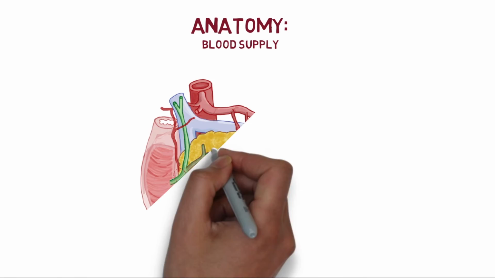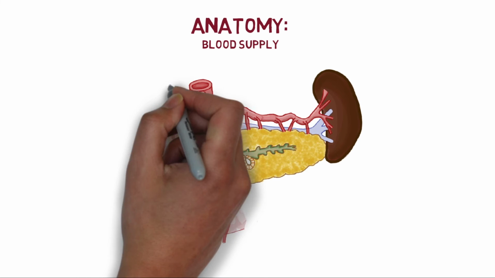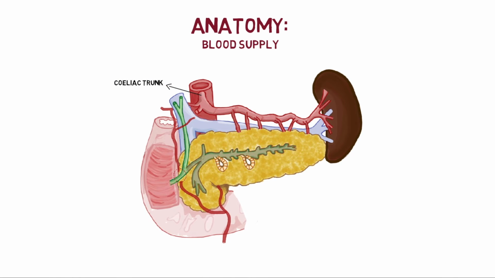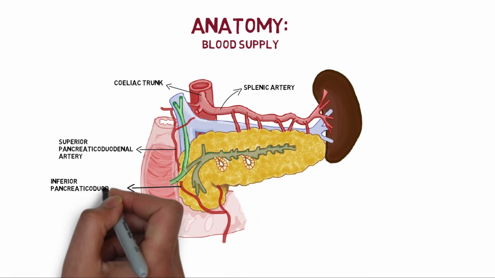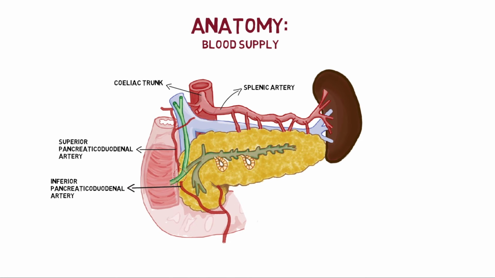The majority of the blood supply to the pancreas arises from the celiac trunk. The neck, body, and tail of the pancreas are supplied by pancreatic branches of the splenic artery, which is a direct branch of the celiac trunk. The head and the uncinate process are supplied by the superior and inferior pancreatico-duodenal arteries.